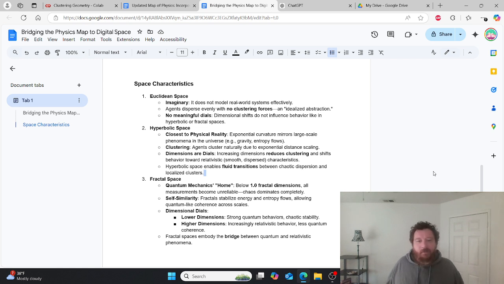Within hyperbolic space, you have clustering effects. Agents will naturally come together. Objects will naturally cluster together because of gravity. And the gravity that exists within hyperbolic space will make those agents compress like it does in our real world. And that's how agents and planets and our universe are formed, because of this clustering effect. And then within quantum space, or fractal space, that's where you get into quantum dimensions.